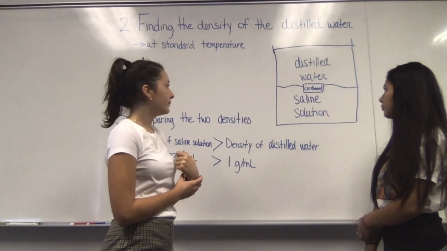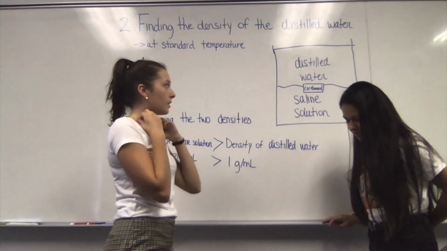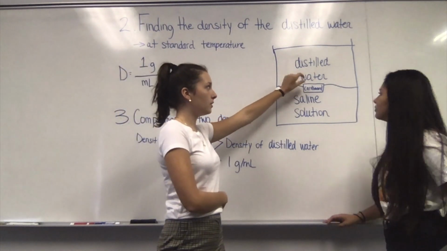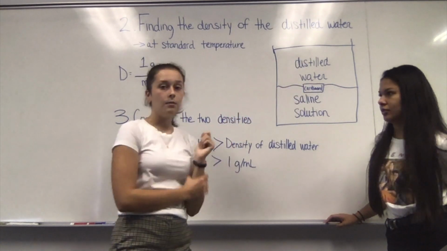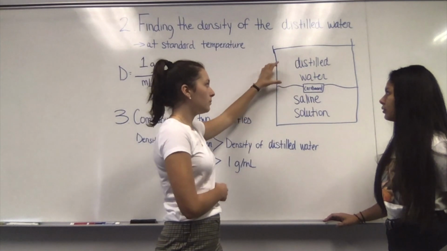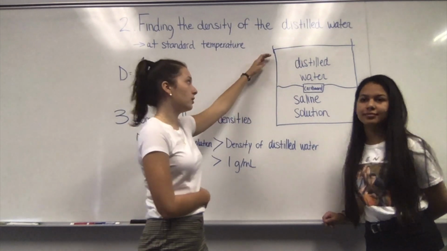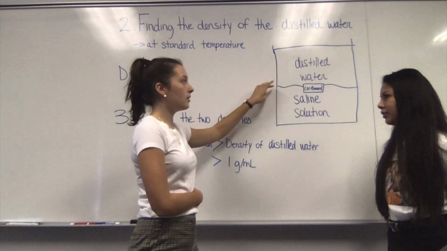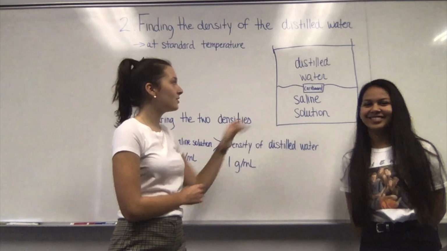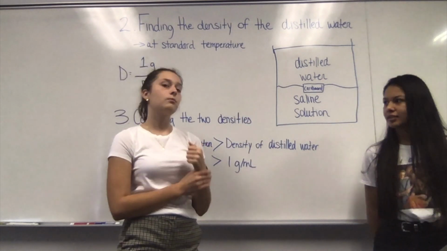And so then we represented here our piece of cardboard, and because it was floating in between those two waters, we determined that its density was between those two, meaning that it had to be bigger than the density of distilled water, so it could sink through the water, but it had to be lower than the density of the saline solution because it was floating on top of it, so that's why it was between the two waters.